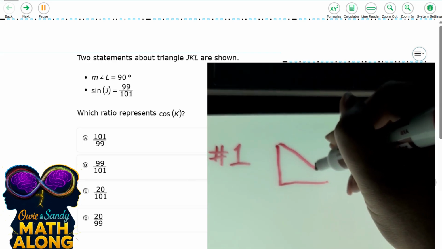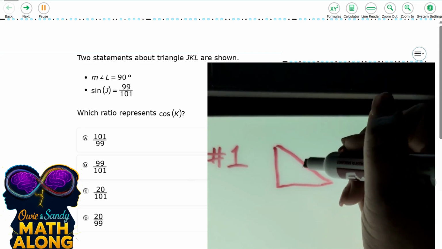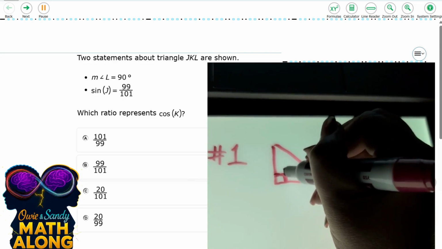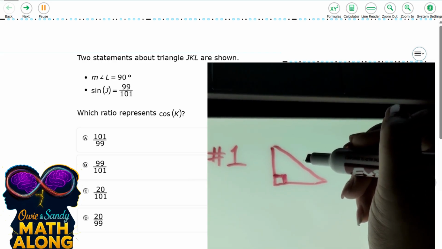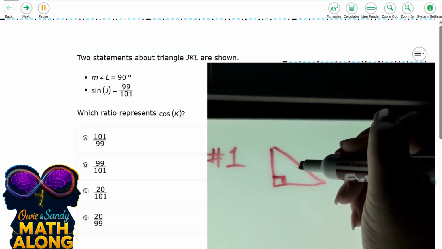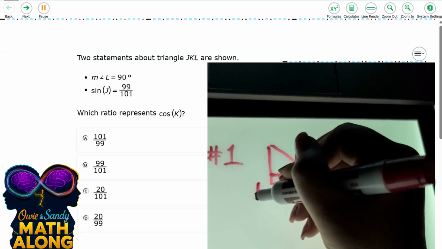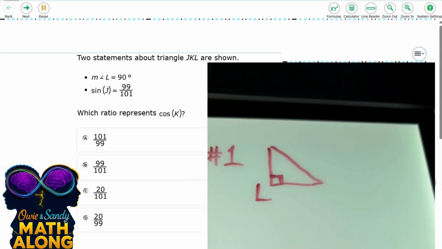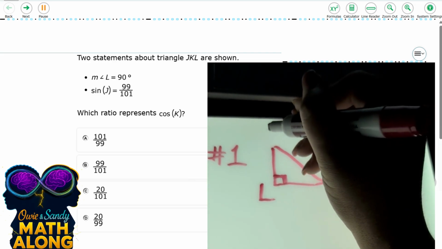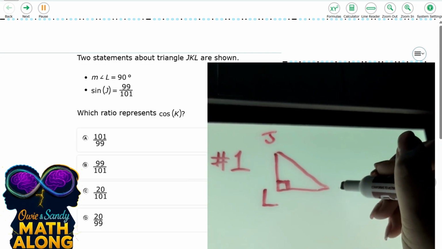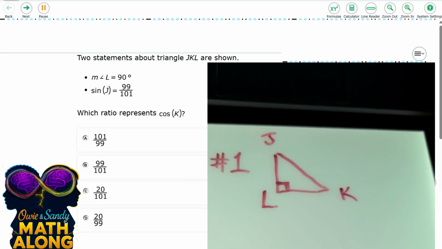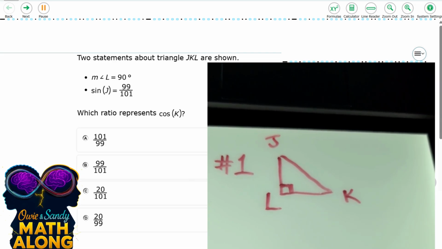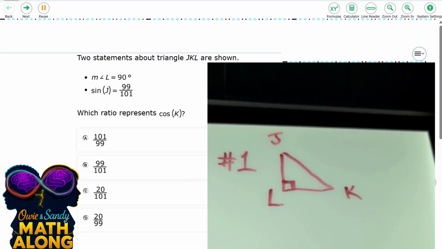So for the purposes of geometry in high school, if they're giving you sine, cosine, etc., then they're also going to give you a 90-degree angle. And we have JKL, L is 90 degrees. That means this is 90 degrees. Now, it is important to draw the triangle. It does not matter which is J and which is K. You're just going to pick one of the other two for each. The sine of J is 99 over 101.